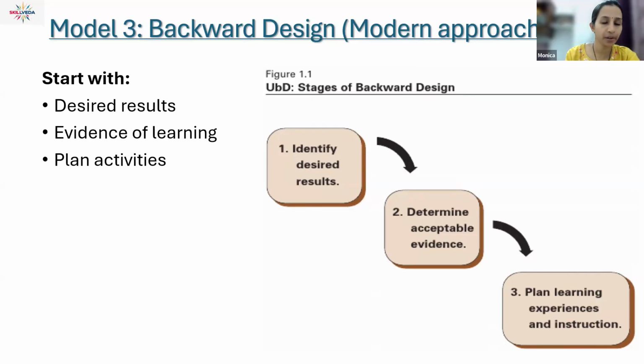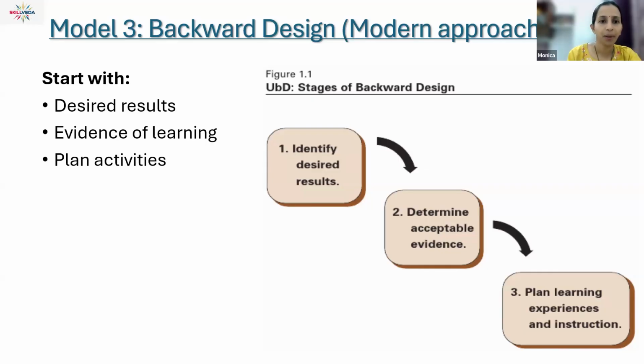So identifying the desired result is nothing but what the learning goal is about. Then determining the accepted evidence is how learning will be measured. So we may create some success criteria, rubrics, and design some assessments, and we will know how the learning can be measured. It could be of your choice based upon your students.